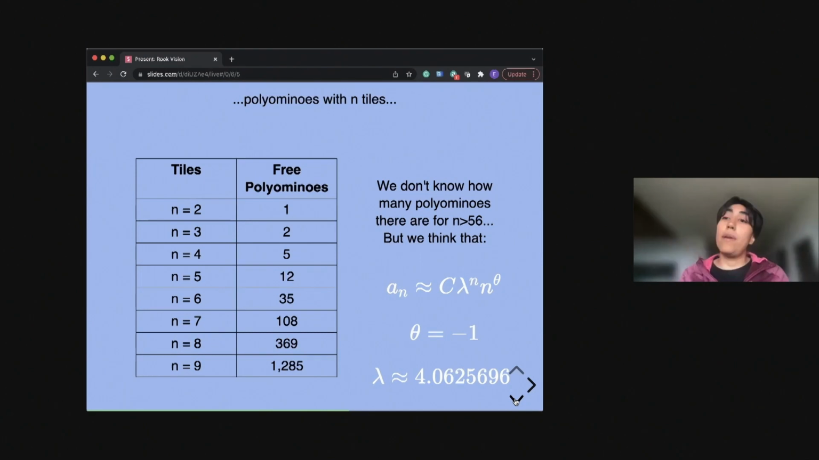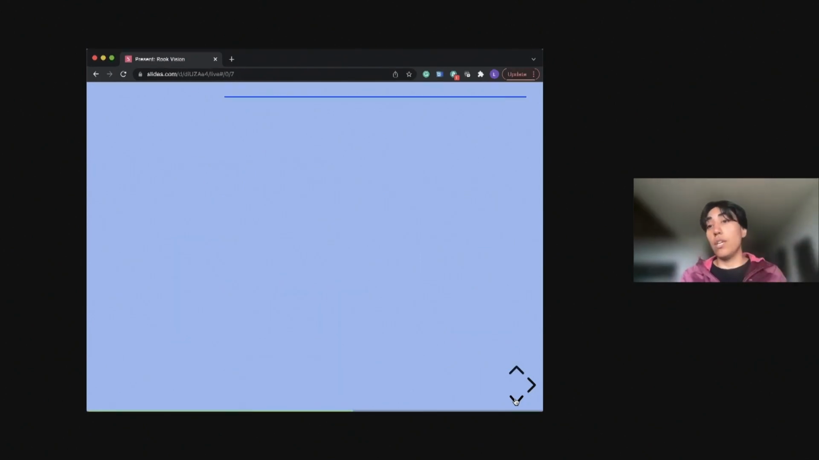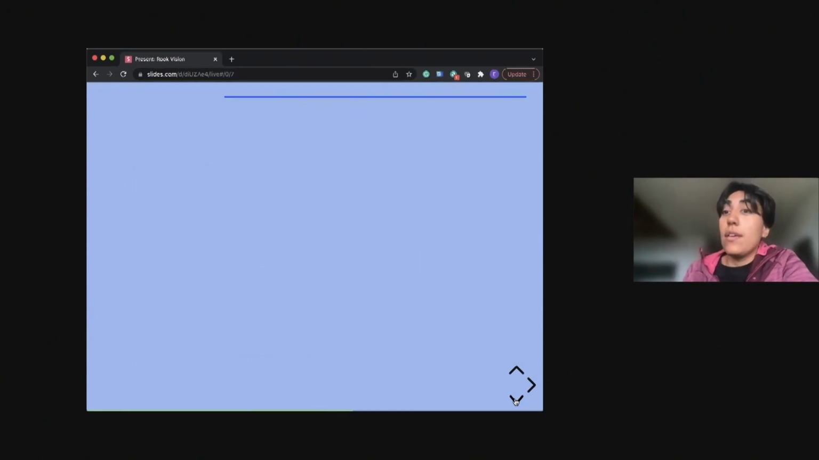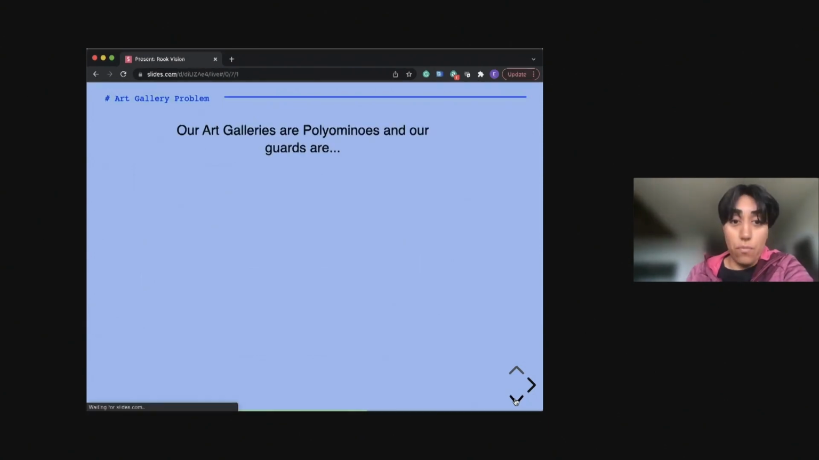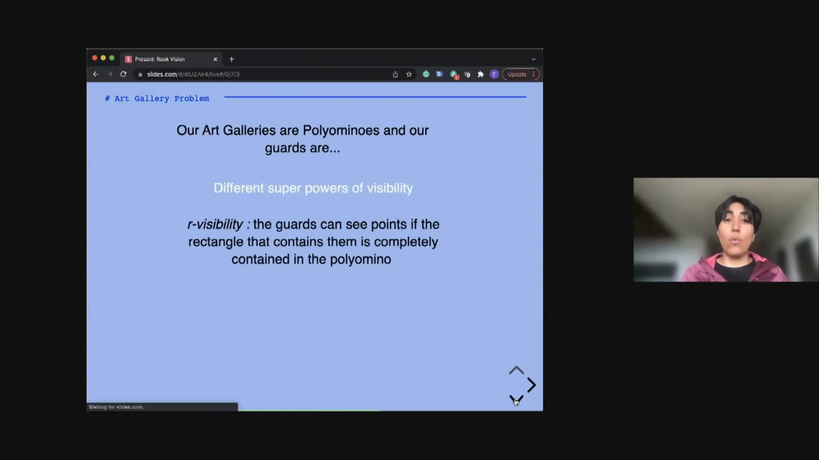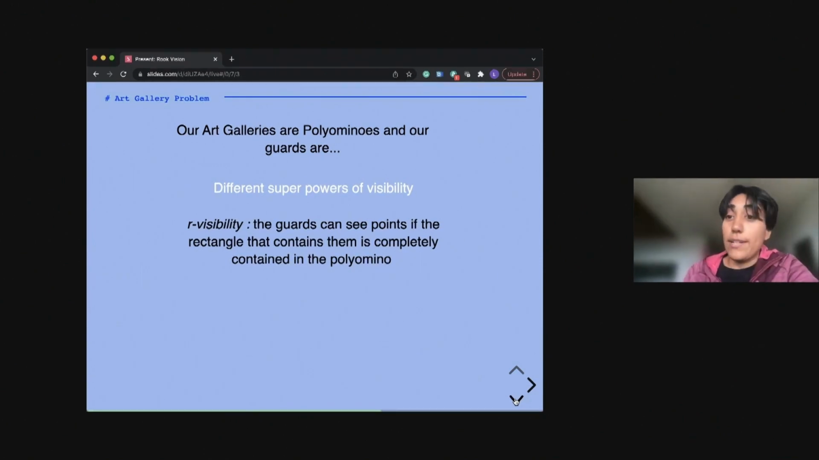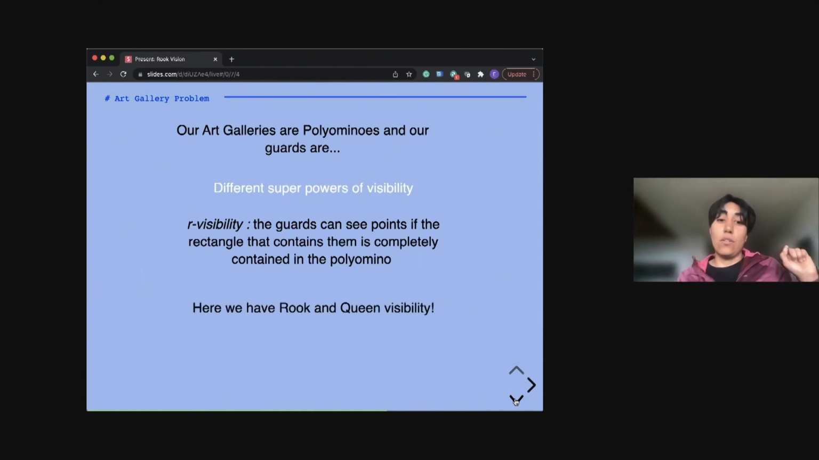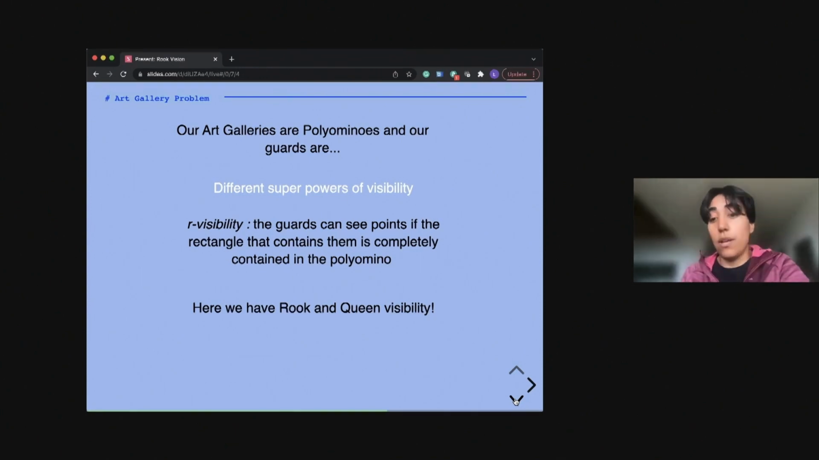We're interested in how many rooks you need: what is the maximal number of rooks that you can place on a polyomino in a non-attacking position, and what is the minimum number of rooks that you can place in such a way that the whole polyomino is guarded. These are two different problems. And so, what is the power of visibility? We can define different powers of visibility. For example, guards can see points if the rectangle that contains them is completely contained in the polyomino. But here we're interested in rook and queen visibility, meaning they attack and see as queens or rooks.